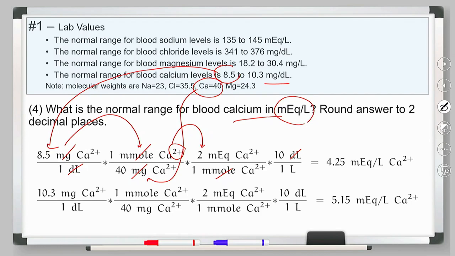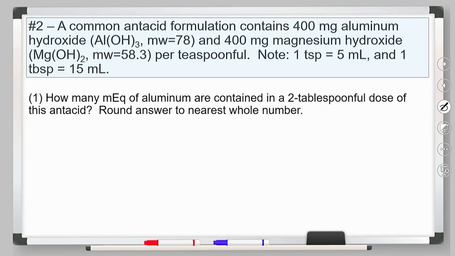Well, let's do this same skill over and over again with different questions. Essentially, there'll be different questions, but it's the same math: converting from milligrams to millimoles to milliequivalents. That's what we're going to do, or work backwards. In this case, we're going to work forwards because it wants to know how many milliequivalents of aluminum are contained in 2 tablespoons full dose of this antacid. And this antacid has 400 milligrams of aluminum hydroxide per teaspoonful.